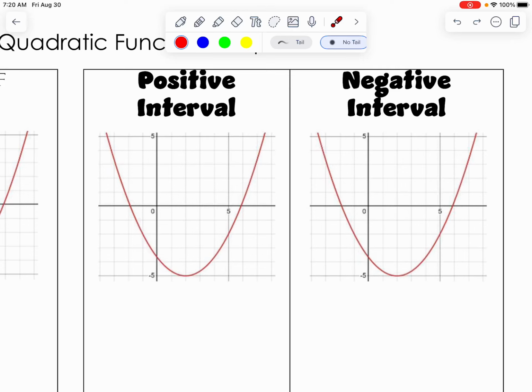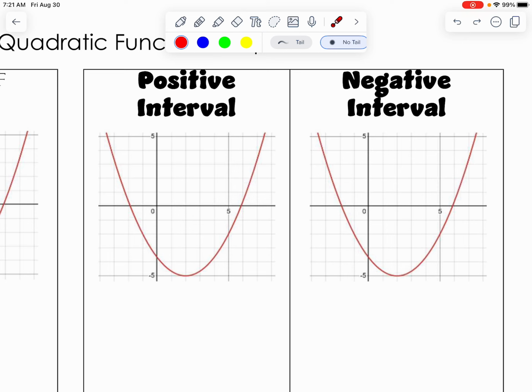In this video, I'm going to go over the positive and negative intervals on a graph. So positive and negative intervals refer to where the y values are positive versus where the y values are negative. So if you think about a graph, the y values are positive on this side of the y-axis, and the y values are negative down here on this side of the y-axis.